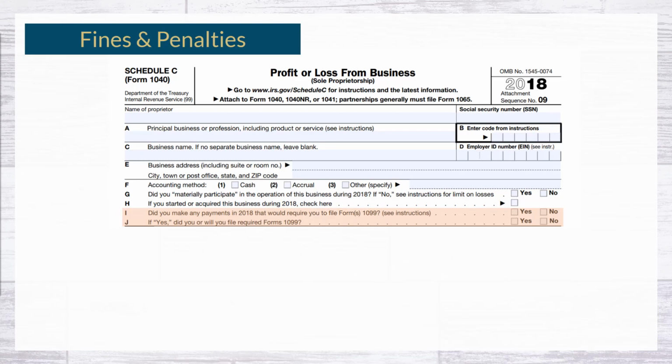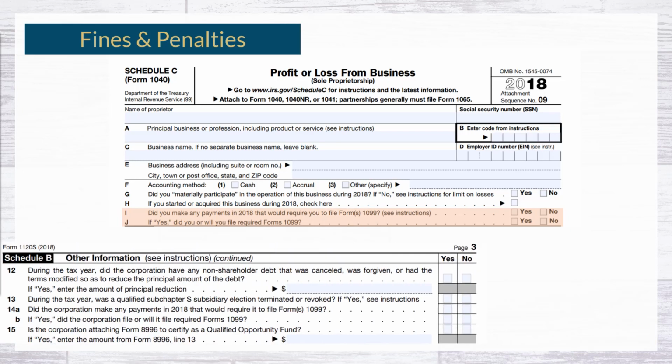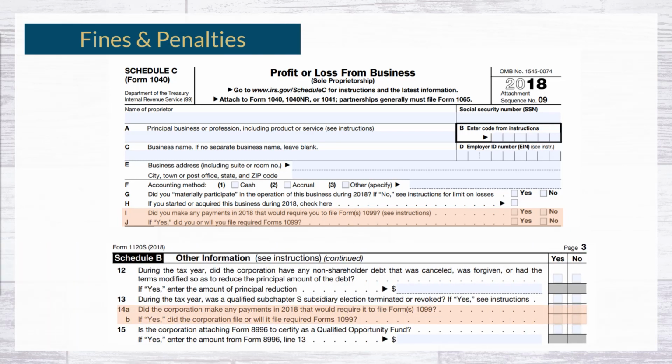You can see that question being asked here on the Schedule C and also on the S Corporation return, the 1120S. By responding to these questions on your return, you are indicating under penalty of perjury that your tax return is accurate and complete, including all 1099 filing requirements.